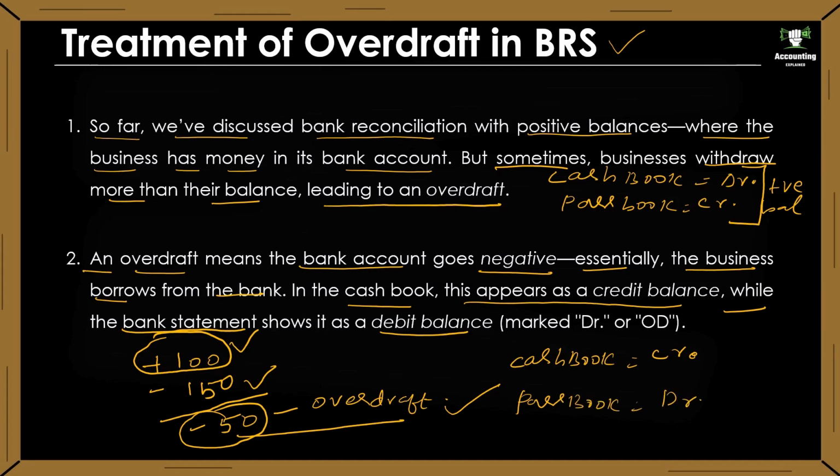So when the cash book is credit and passbook is debit balance, you will say it as negative balance. And another scenario is cash book debit, passbook credit is positive balance. These two things please remember because they might give only debit or credit balance of the cash book or the passbook, vice versa. In that case you should be able to understand whether it's a positive balance or a negative balance, that is overdraft.